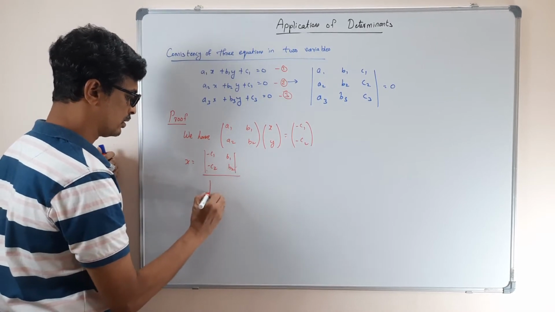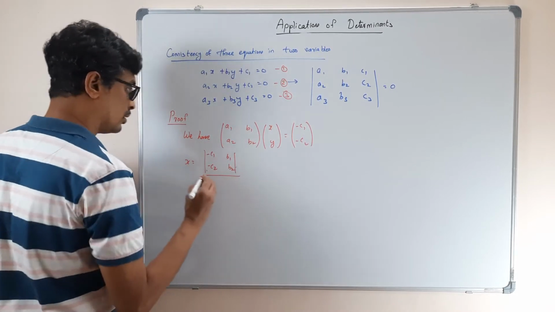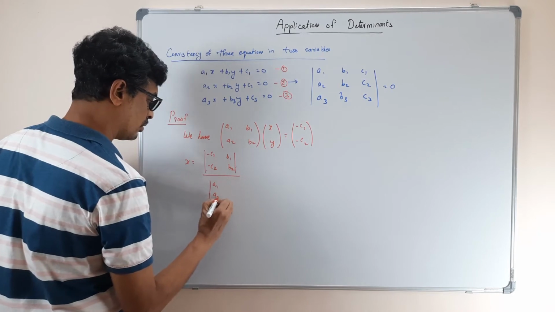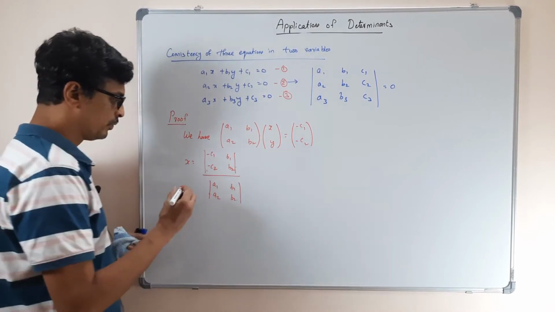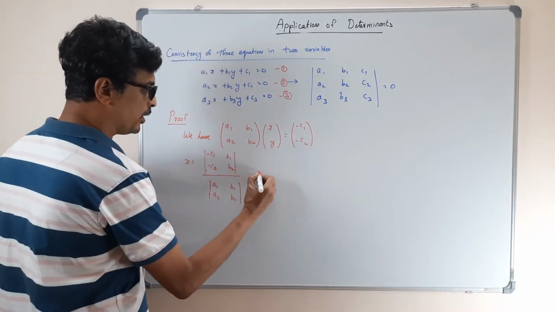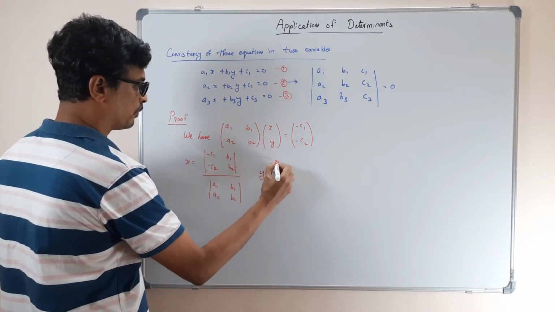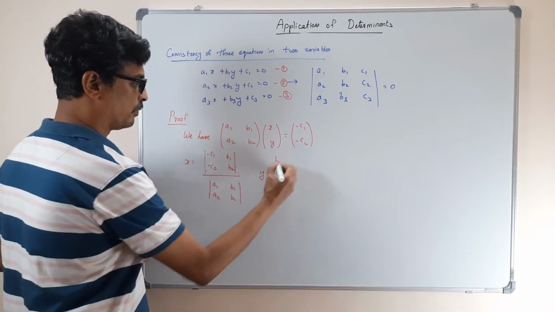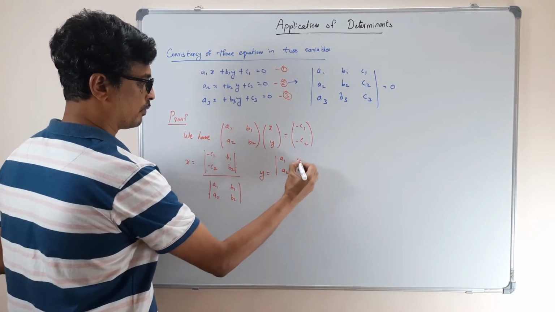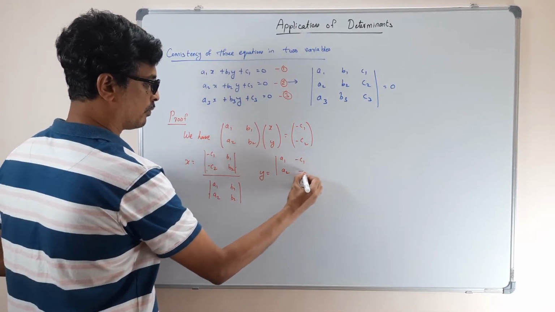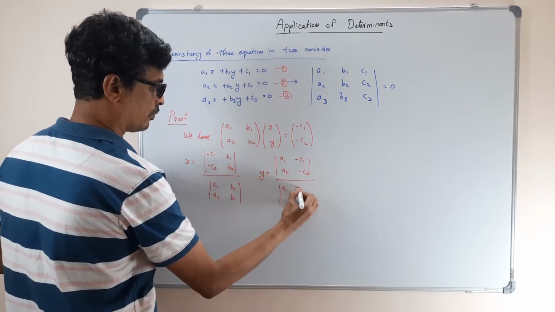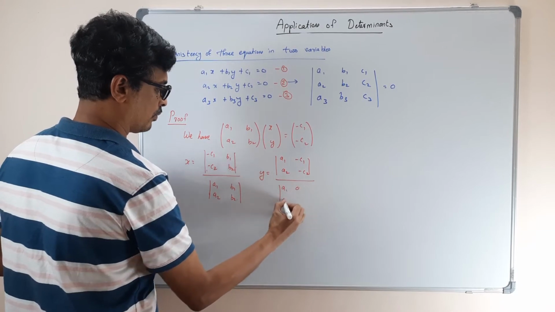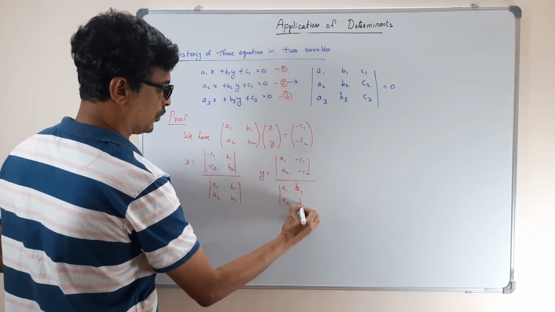What is the matrix? A1, A2, B1, B2. Okay. What will be y? Tell me. y is equal to the determinant with A1, A2, minus C1, minus C2, divided by the determinant A1, A2, B1, B2.